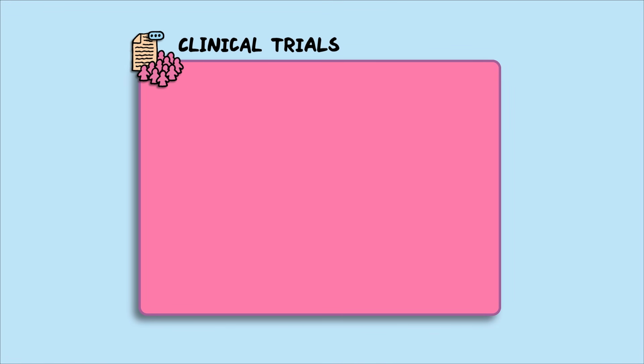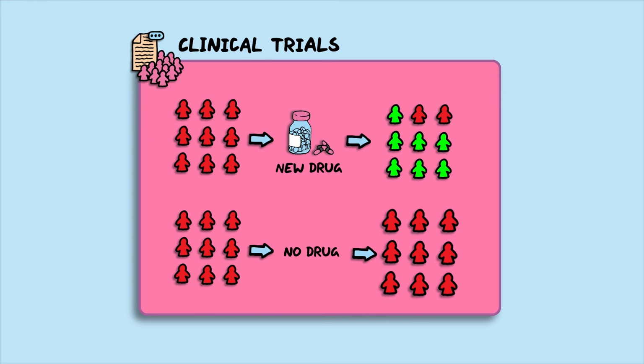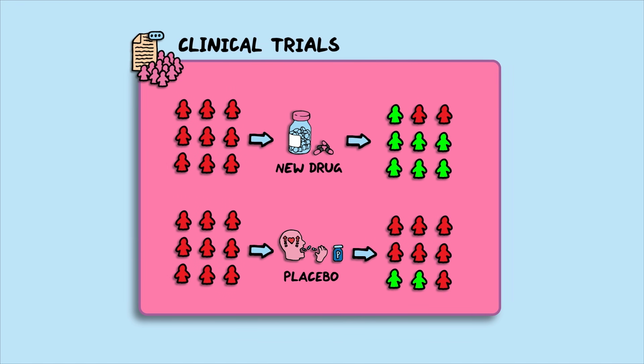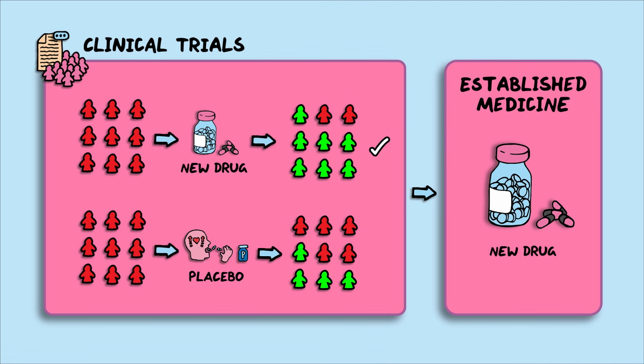In fact, the only way to find out if something actually works is to do a clinical trial. And there, you don't have to show that your new drug or intervention performs better than nothing. You have to prove it performs better than a placebo. And if it does, it just becomes part of established medicine.